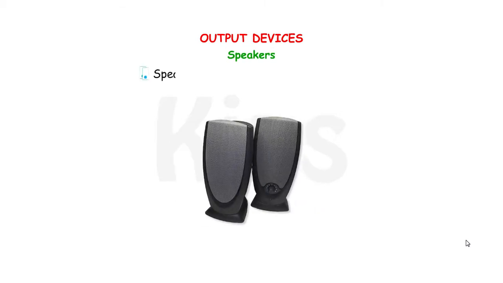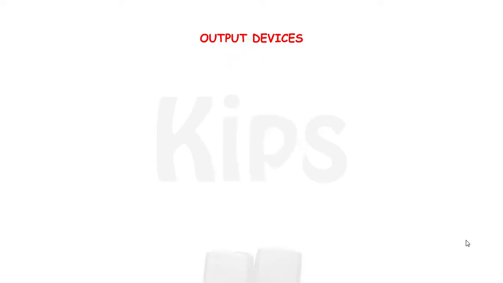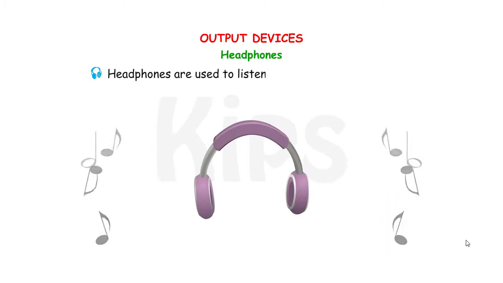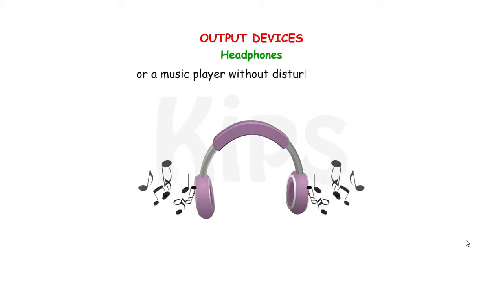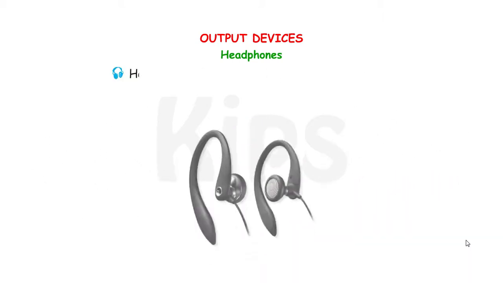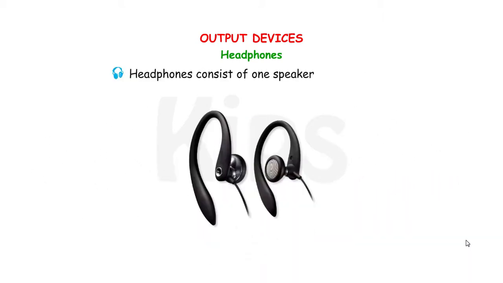Speakers. Speakers allow us to listen to music and hear any sound stored on a computer. Headphones. Headphones are used to listen to sounds from a computer or a music player without disturbing others. Headphones consist of one speaker for each ear, connected by a band over the head.